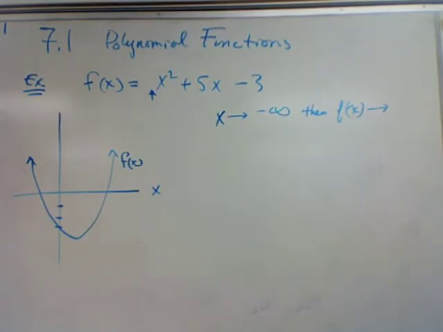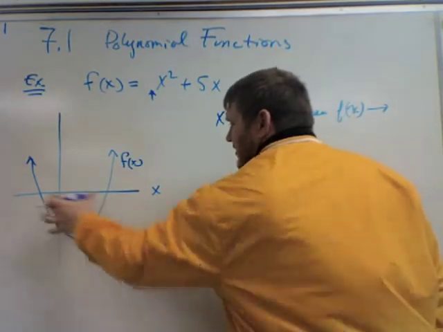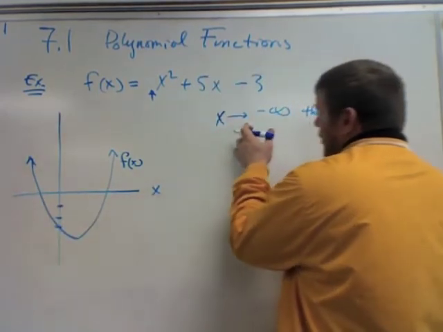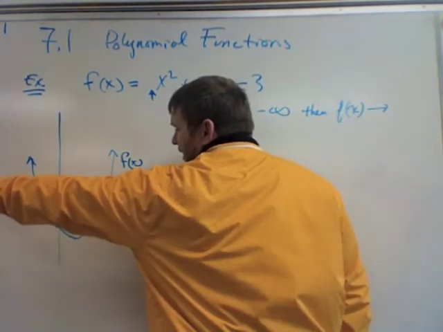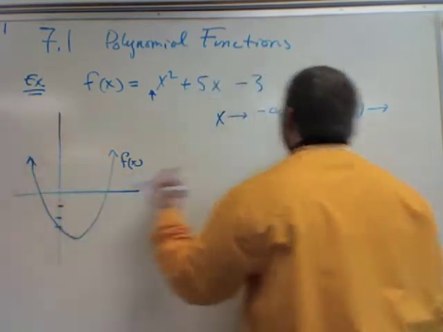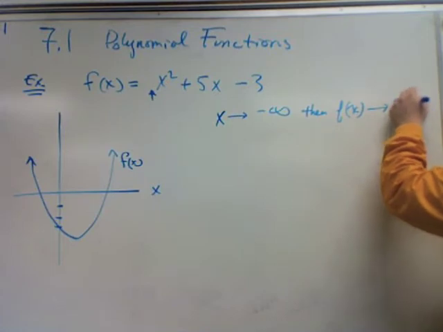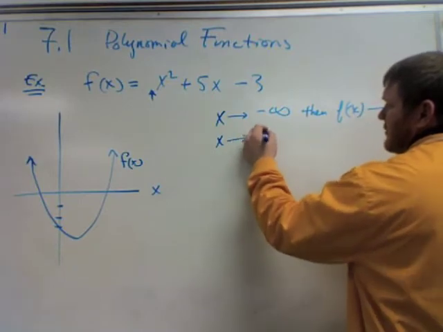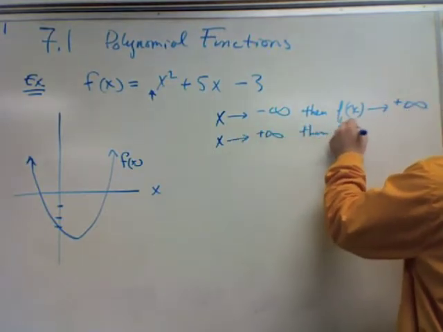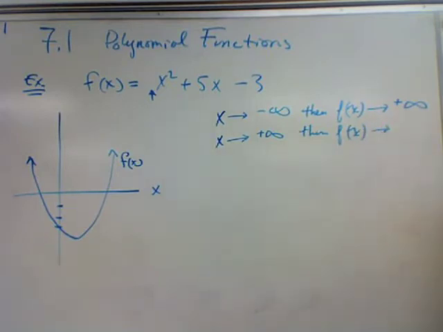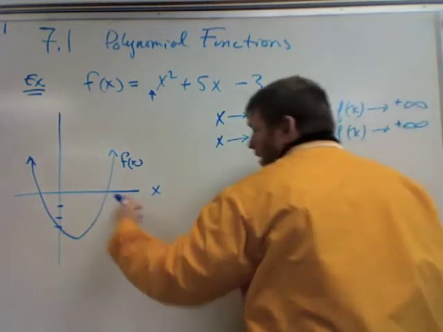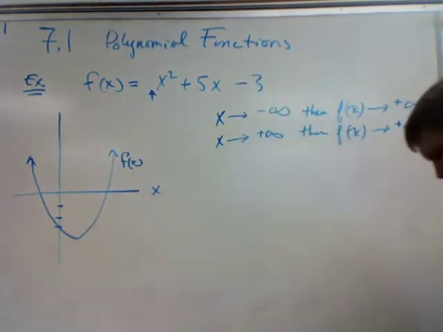Am I referring to the domain or the range? I'm referring to the domain, and the domain's on the x-axis. So then your f of x would be how high. As x approaches negative infinity, that means I'm going that way. So what is f of x doing? Positive. f of x is approaching positive infinity. Now as x approaches positive infinity, what does f of x do? Positive infinity. It still goes to positive infinity, because it's opening up. So f of x is coming that way.